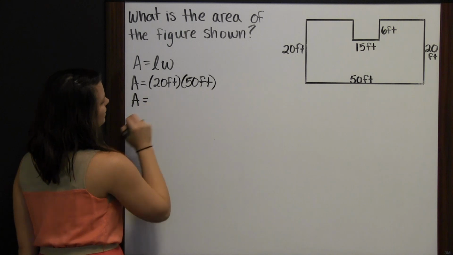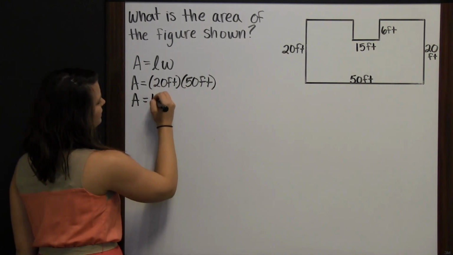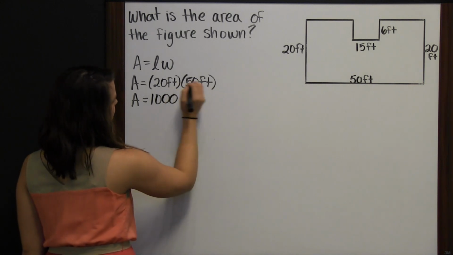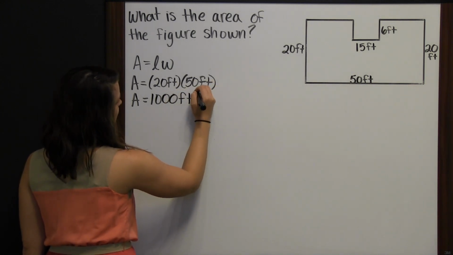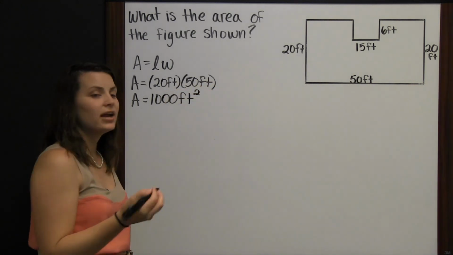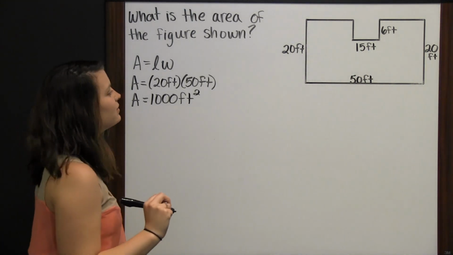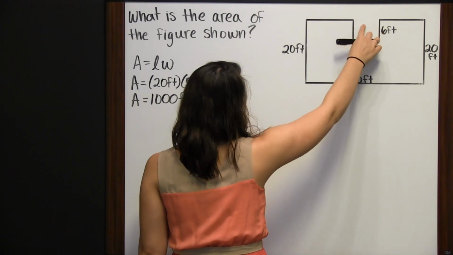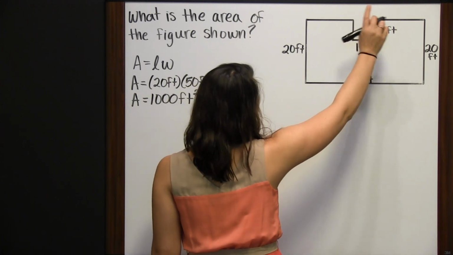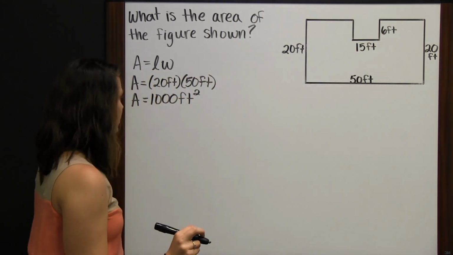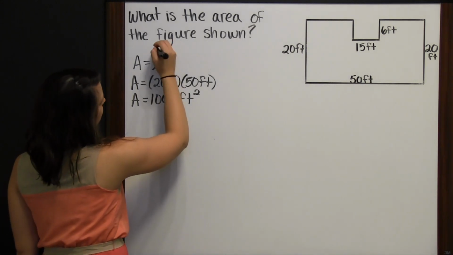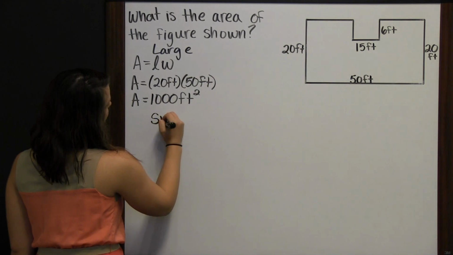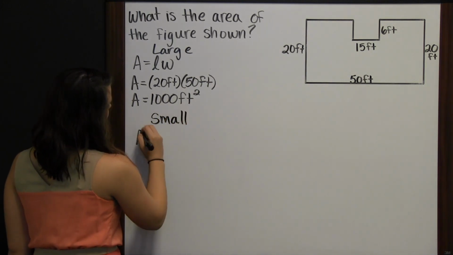So the area is 2 times 5 is 10, 0, 0. 1,000 feet times feet, feet squared. So the area of the large rectangle is 1,000 feet squared. Now we need to find the area of this smaller rectangle, the only part that's missing out of our large rectangle. So I'm going to label this. This is the area of the large rectangle. Now we're going to find the area of the small rectangle.